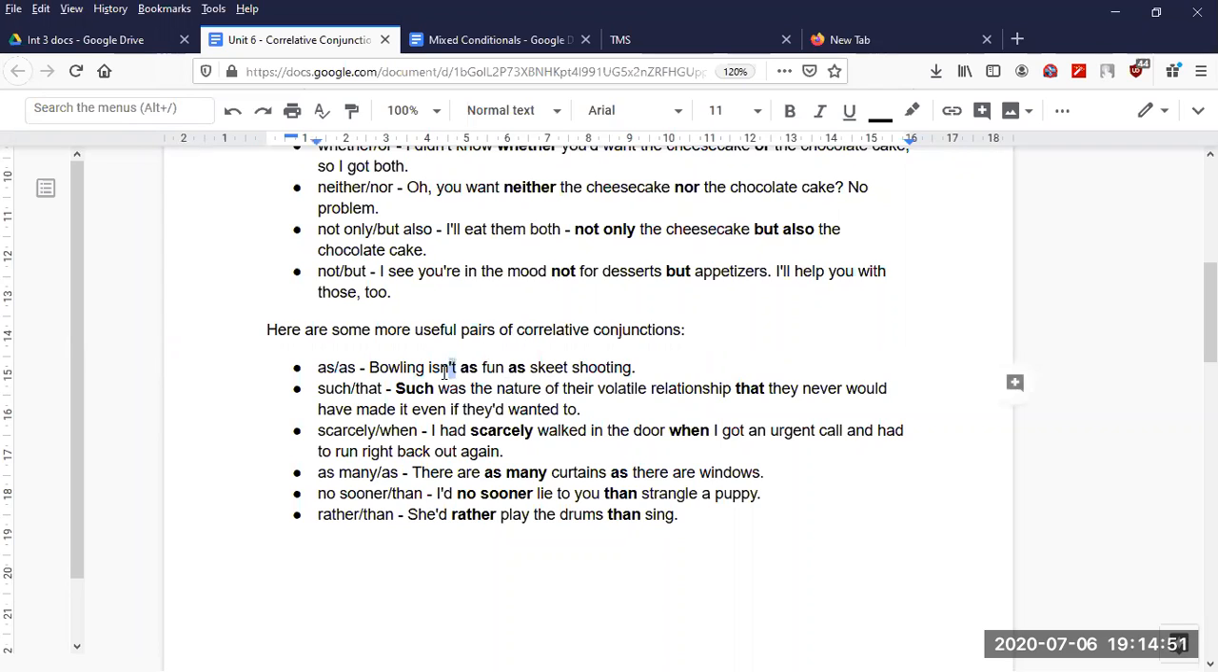If we have a negative, if we remove the negative, if we have a positive statement, bowling is as fun as skeet shooting, then we're saying that they are equal. So bowling and skeet shooting are both equally fun.